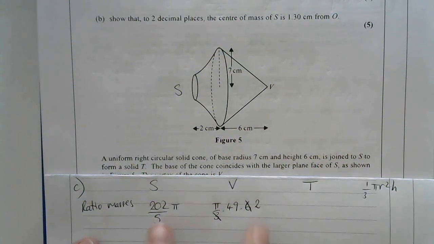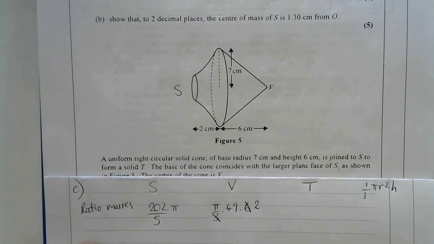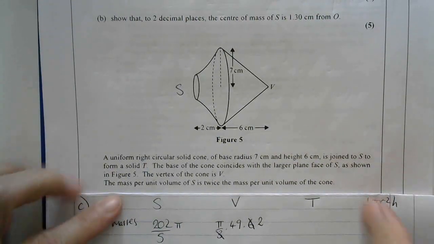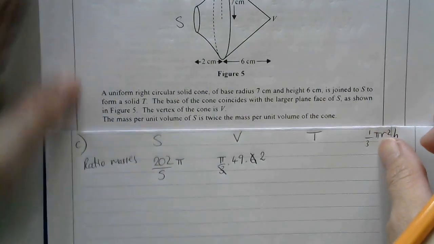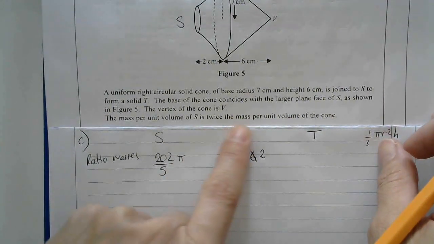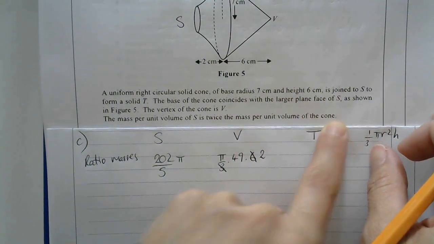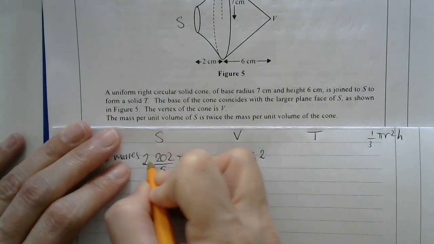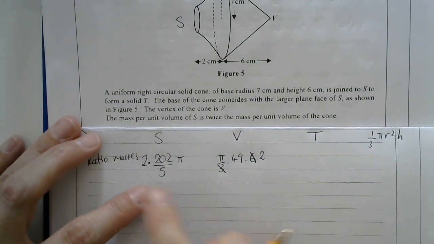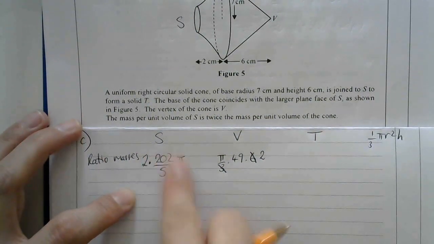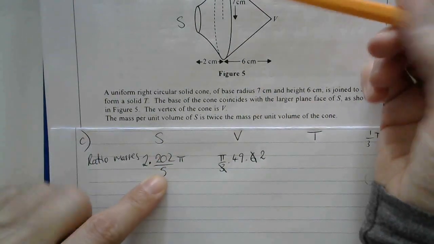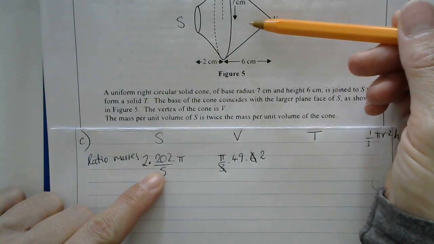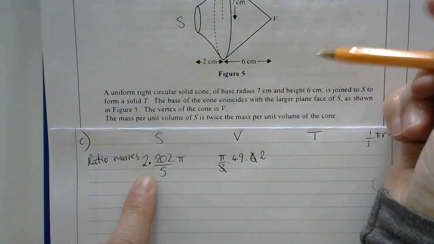And then T is going to be these two things added up. But I need to take into consideration this sentence that they said here. The mass per unit volume of S is twice the mass per unit volume of the cone. So this one here needs to be doubled to take account of that, because it's like every cubic centimetre of this is worth double every cubic centimetre of this. So that's why I need this 2 here.